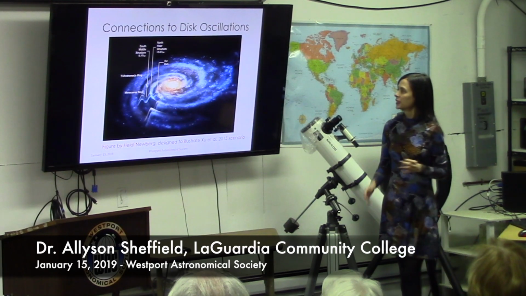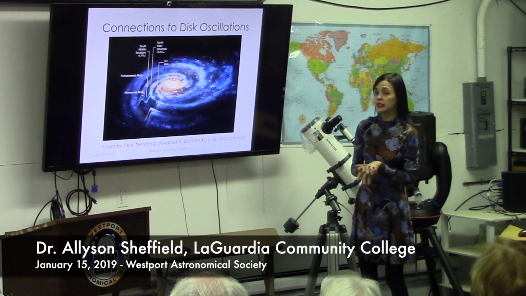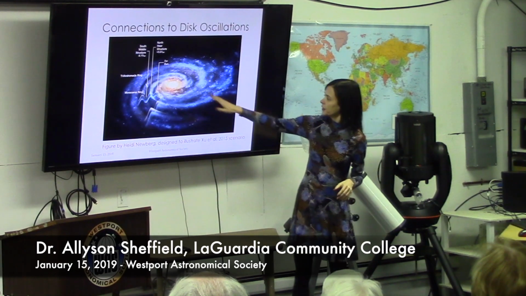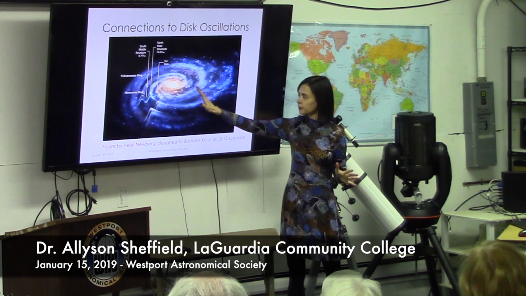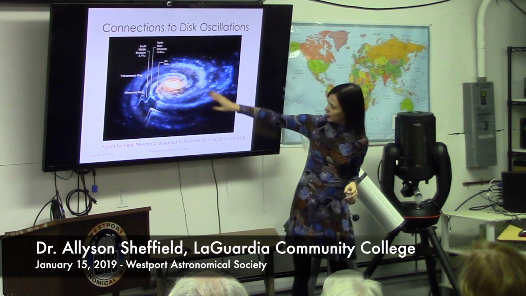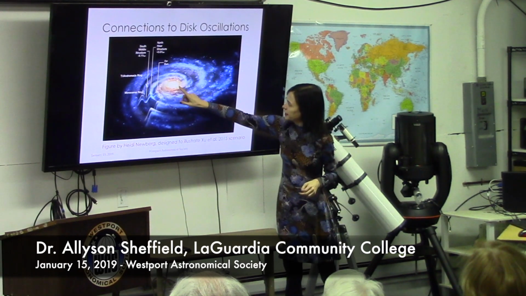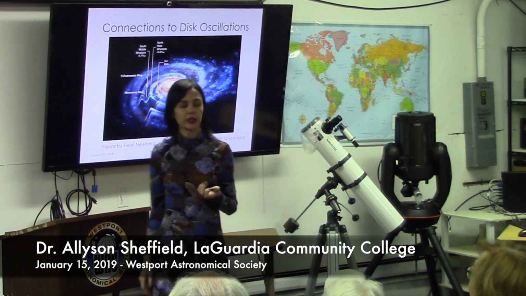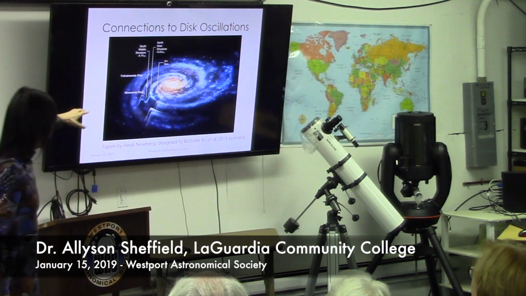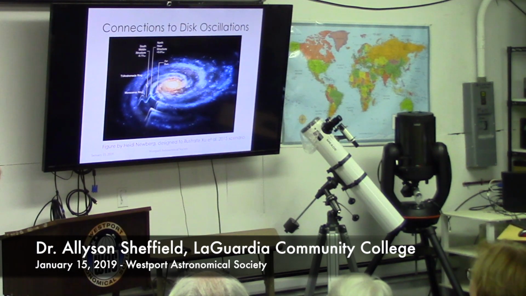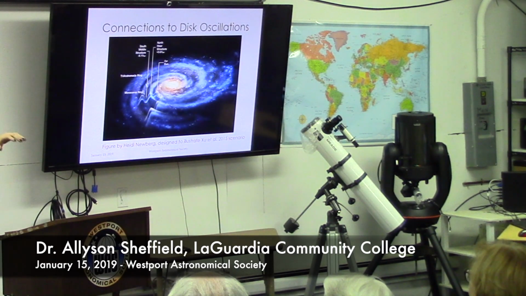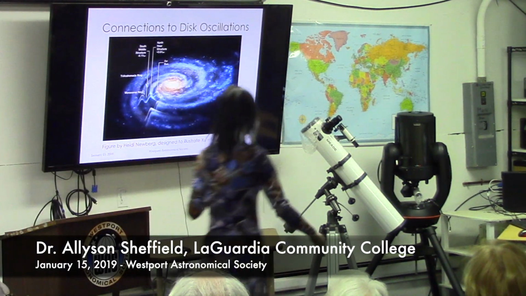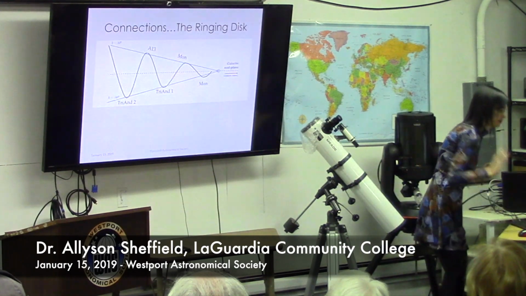And the last piece of this, connections to disk oscillations. So what is that all about? So this is another artist rendition of the galaxy showing the spiral arms. And we know, through some pretty recent studies dating back to about 2012, that there actually is a ripple in the disk. So a ripple, so a wave. So if you measure the density of stars above the plane and below the plane, you start to see something that's sinusoidal, almost like... let me show it on the next screen. I'll come back to this.